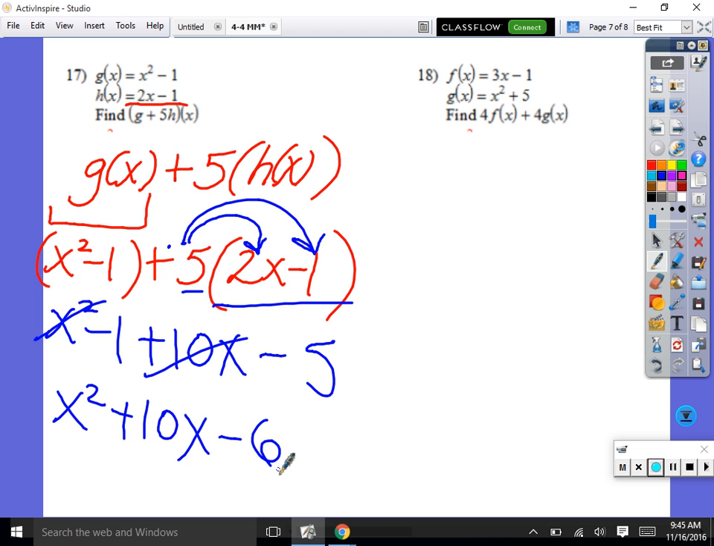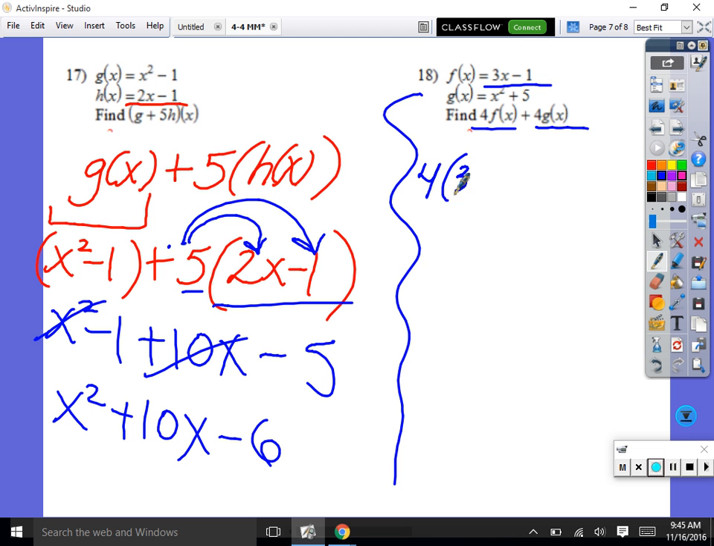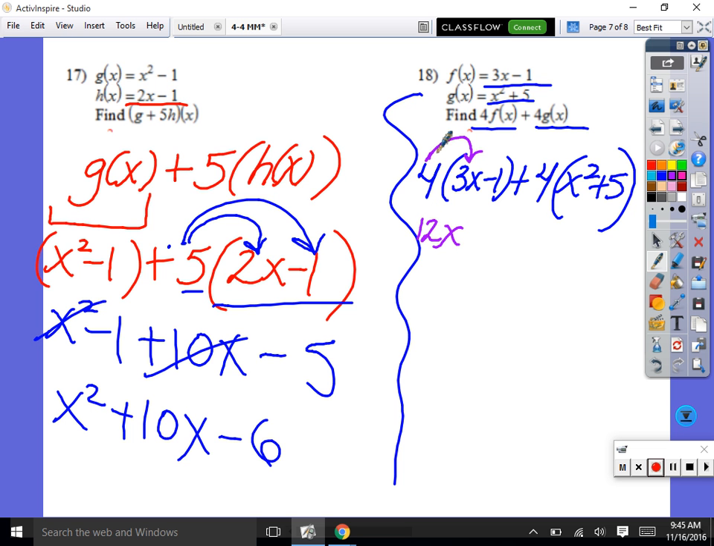Last one. So it says 4 times f of x plus 4 times g of x. So let's write, so that one's already written out nice and pretty. So let's write it out. 4 times f of x is 3x minus 1. Then we're adding 4 times g of x, and g of x is x squared plus 5. So you're just putting in what you know. Multiplication comes before addition. So we got to multiply this in first. 4 times 3x is positive 12x. Positive 4 times negative 1. Negative 4.